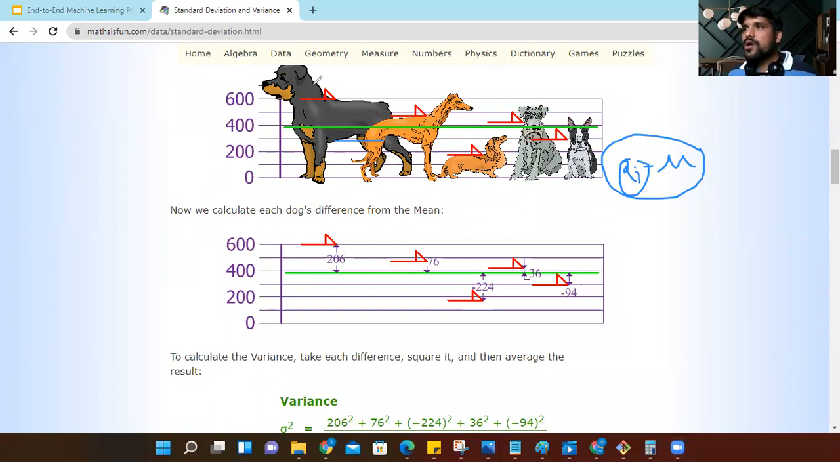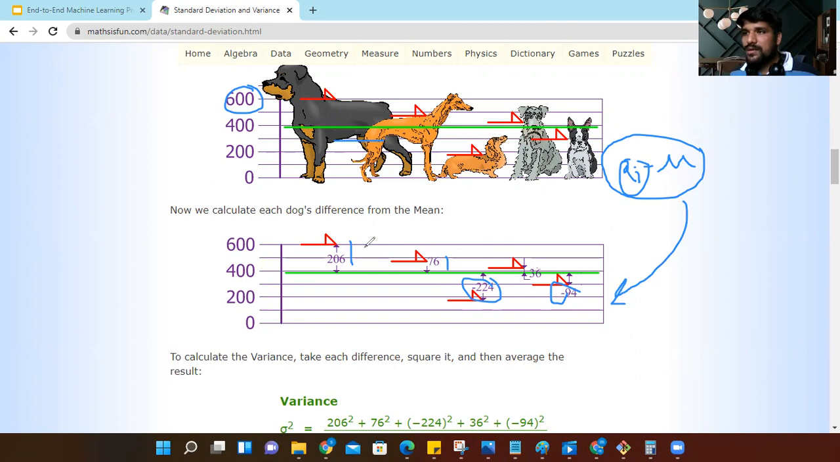What is my dog height for the first? 600. So I will subtract 394 from 600, and it is 206. Again, for this dog, I get the subtraction 76. For this dog, I subtract from 394, and I get minus 224. Obviously it will be minus because it is less than my average. So whatever subtraction comes, it is in minus. Then I do the subtraction here, and it gets 36 and then minus 94. So I did this calculation here.